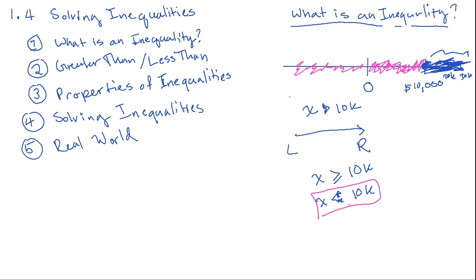Either way, once again, it's still a range of values. I'm not saying I make $10,000 a year. I'm just saying I might make $10,000. I might make more than that. I know it's greater than or equal to $10,000 per year.